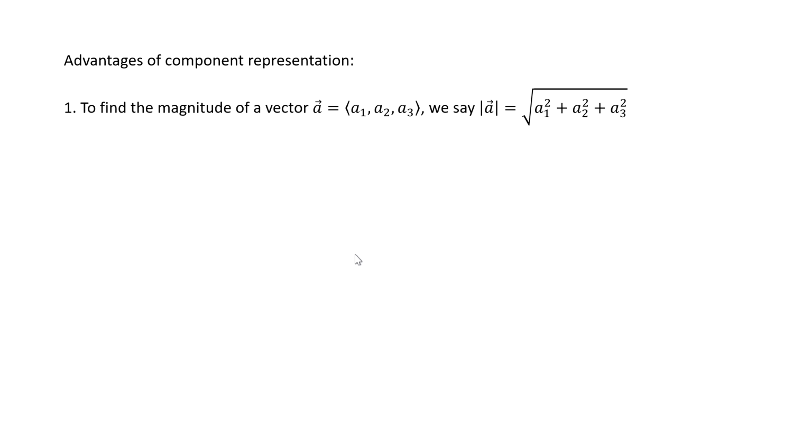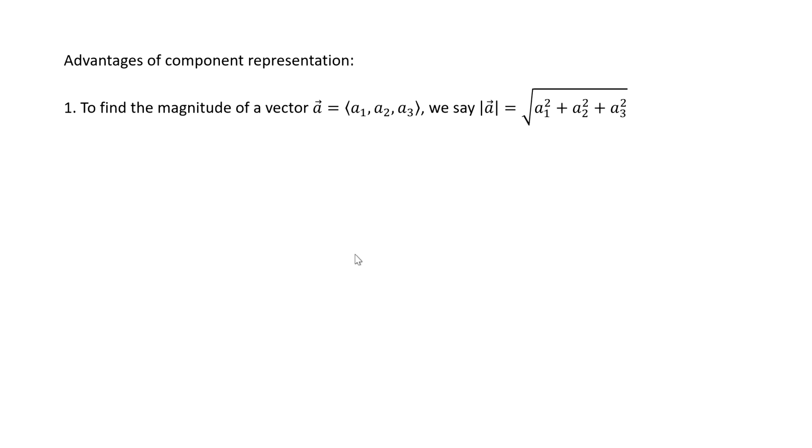All right. What are the advantages? Why should we learn to do this component representation? There are advantages. For example, given a vector a1, a2, a3, where the x component is a1, the y component is a2, and the z component is a3, we can immediately figure out the magnitude of that vector, that means the length of that vector. How? Simply take the square root of a1 square plus a2 square plus a3 square, and that's it.